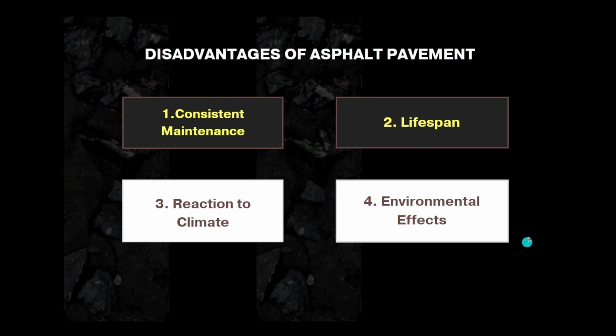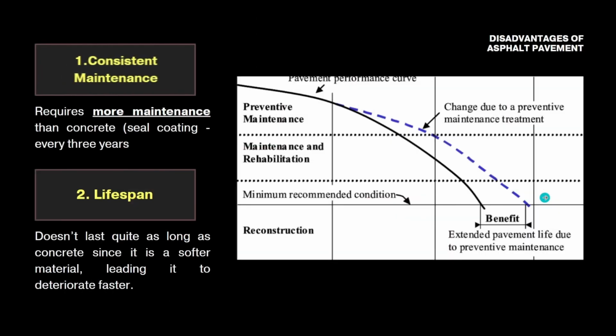Next are the disadvantages. First is the consistent maintenance needed. Asphalt paved surfaces tend to require more maintenance than concrete. For example, seal coating should be performed every 3 years. Second is its lifespan. It doesn't quite last as long as concrete. Asphalt is a softer material, leading it to deteriorate faster.